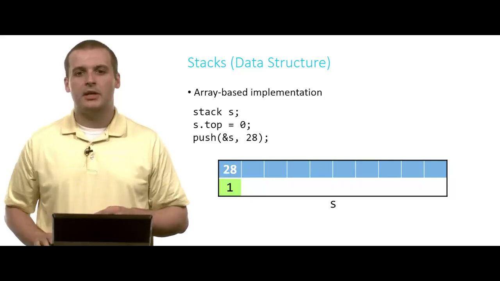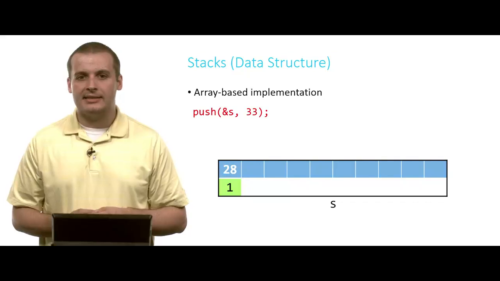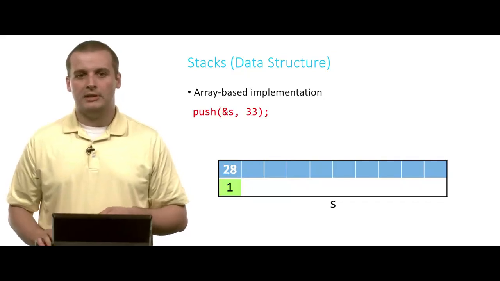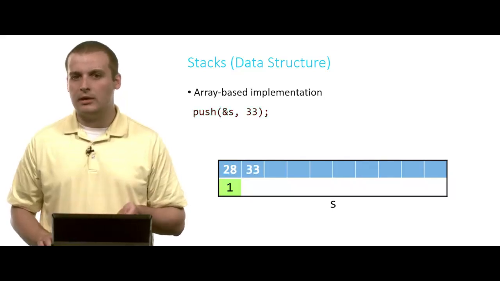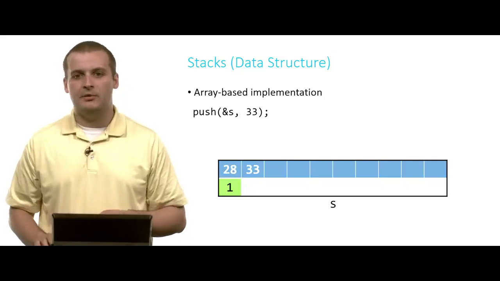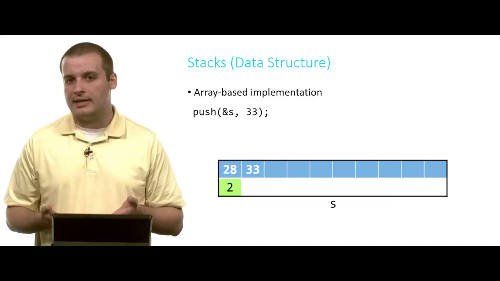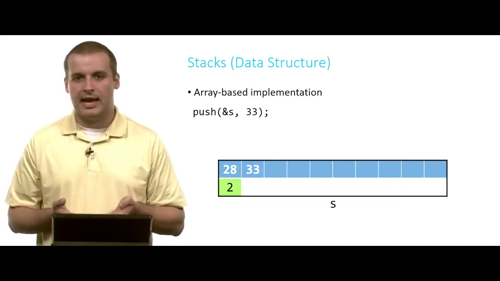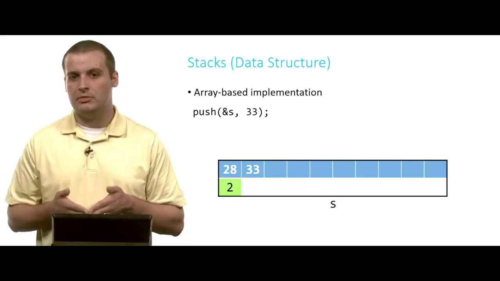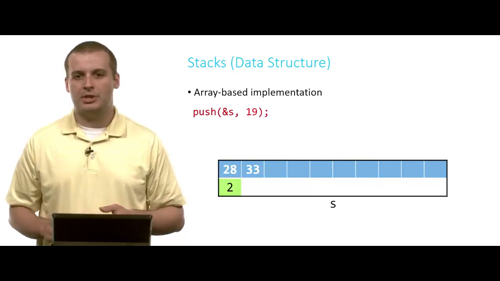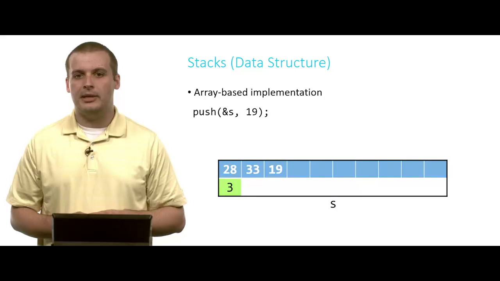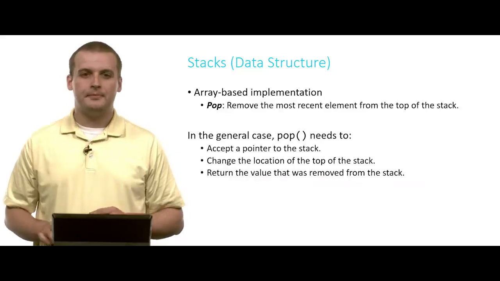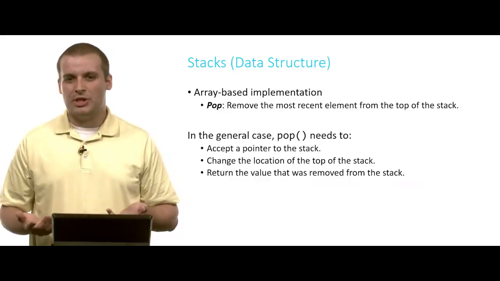That probably makes sense. Now if we want to push another element onto the stack, say we want to push 33, well, now we're just going to take 33 and put it at array location number 1, and then change the top of our stack to be array location number 2, so that the next time we want to push an element onto the stack, it'll be put in array location 2. And let's do that one more time. We'll push 19 onto the stack, so we'll put 19 in array location 2, and change the top of our stack to be array location 3, so that the next time we need to make a push, we're good to go. Okay, so that's pushing in a nutshell.